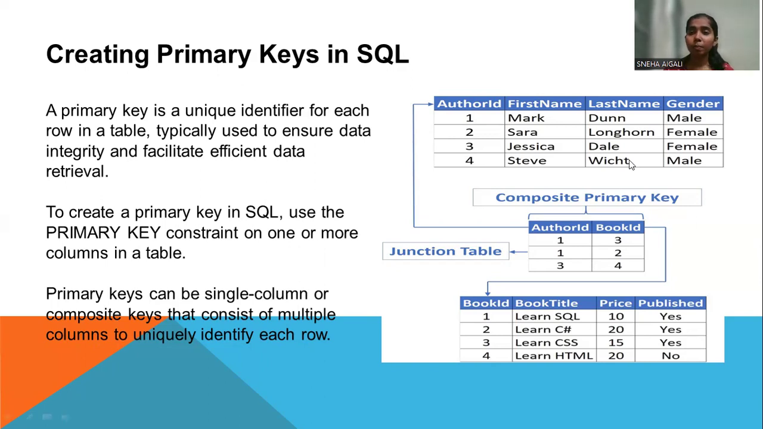Here we have an example. Look at this. Here, author ID can be taken as the primary key. If you want, you can even take book ID as the primary key from the other table.